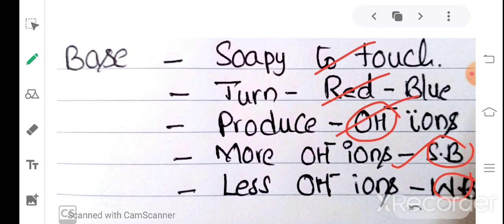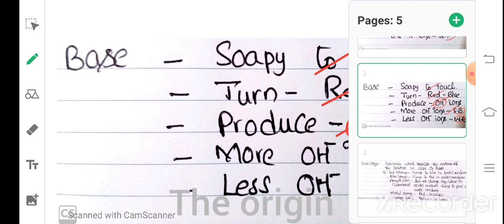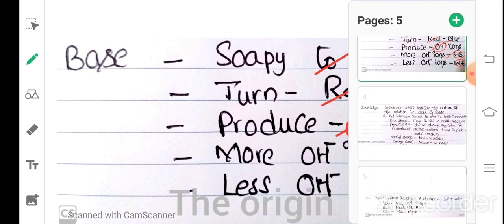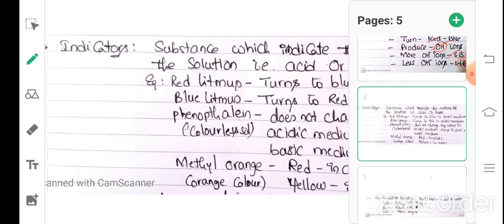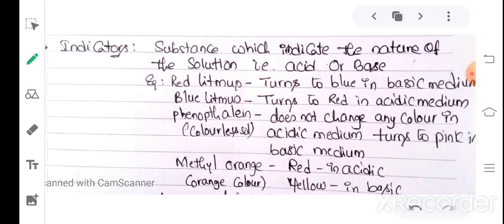Next topic is indicators, and salts are nothing but what is produced when acid and base react with each other. They produce corresponding salts. I'm explaining this in the neutralization reaction topic. Next one is indicators. Indicators are nothing but substances.